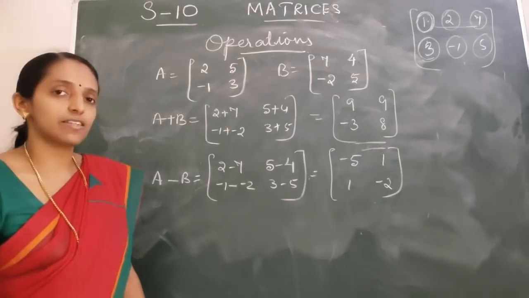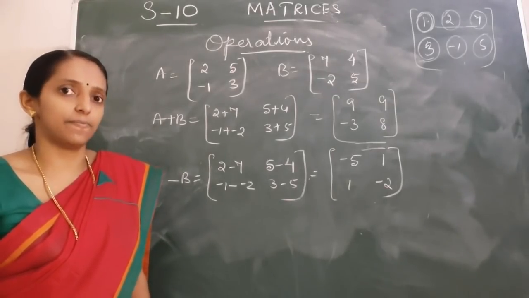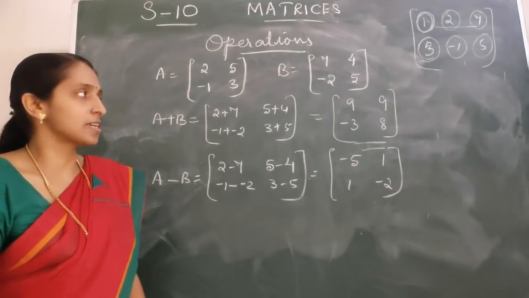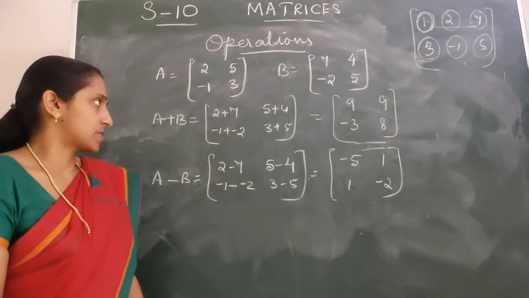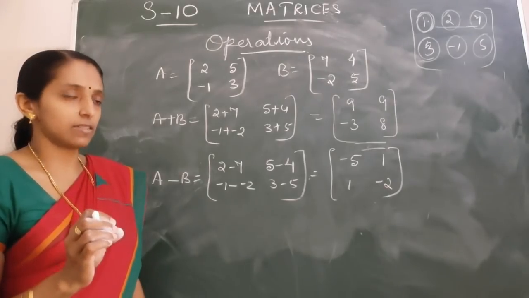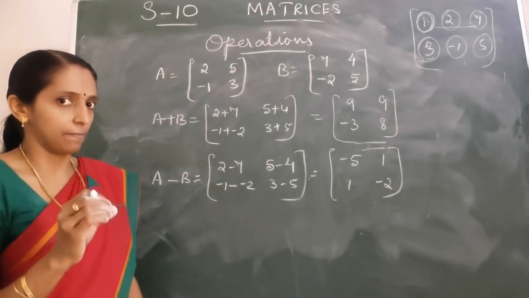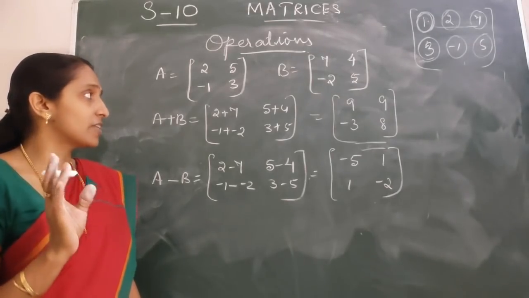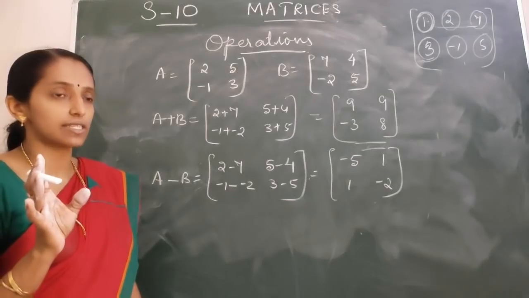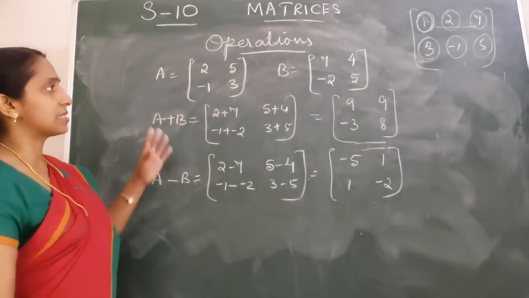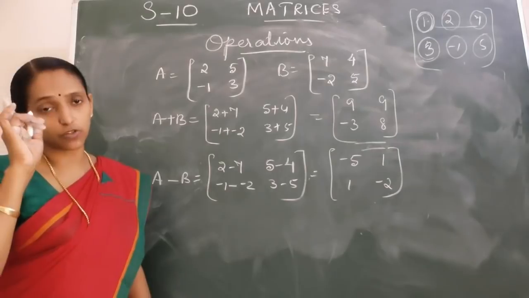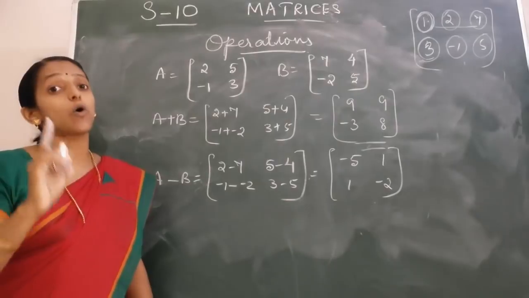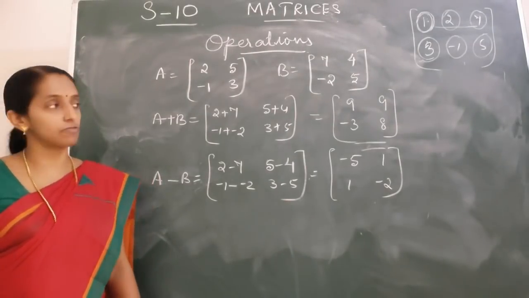So addition and subtraction of matrices is very easy. You add or subtract the respective elements of the matrix. But one thing we have to remember. What is the one thing? While adding and subtracting, the order of the matrix is very important. Both the matrices must have the same order.